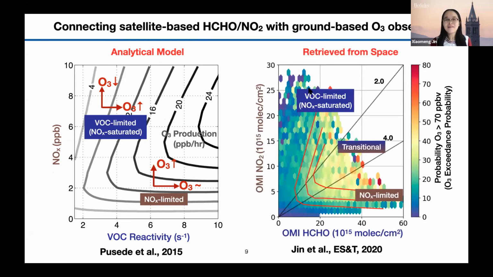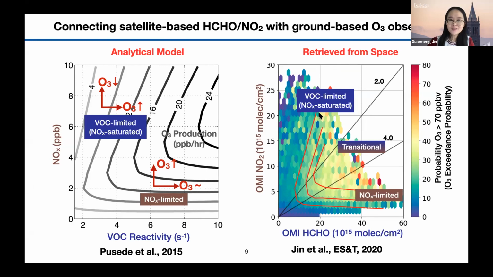To do so, we have collected millions of ground-based observations of ozone from the EPA AQS network, and then we aggregate these observations according to their corresponding NO2 and formaldehyde, which are sampled from daily OMI satellite observations. Then for given formaldehyde and NO2, we calculate the probability that the ozone is higher than 70 ppb, which is the EPA standard for ozone. We can also call this the ozone exceedance probability.